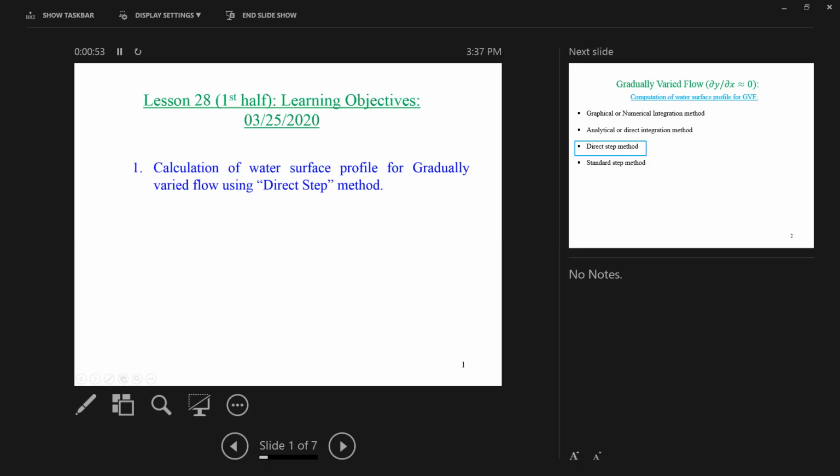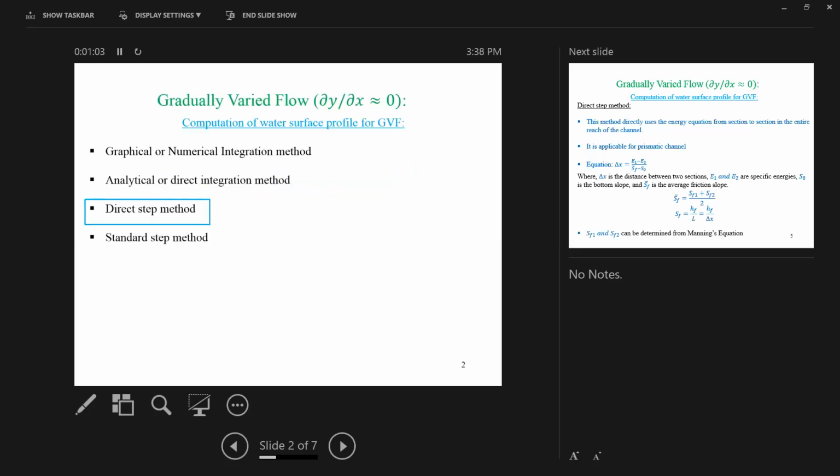The learning objective for this part is calculation of water surface profile for gradually varied flow using a direct step method. Before the break, we started gradually varied flow. Just to do a very quick review, gradually varied flow was a flow where all the flow parameters with respect to distance change very slowly, which is almost zero, but not zero. We discussed some of the basic parameters of gradually varied flow, and we stopped before the computation of water surface profile for gradually varied flow.